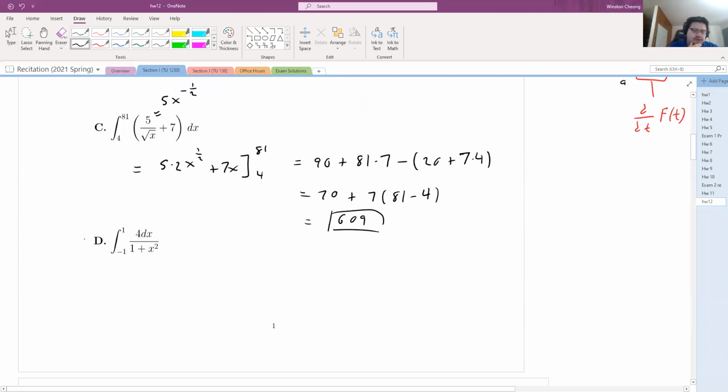Okay. And all right, so for D, if you pull the 4 out, then what you have inside the integral is something that you should immediately recognize. Well, hopefully, if you have enough practice, you'll immediately recognize it's arctangent, right? The integral of that function is arctangent. And so you'd write something like that, evaluate from -1 to 1.